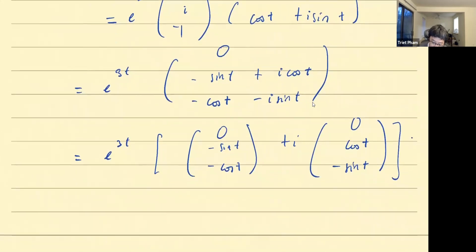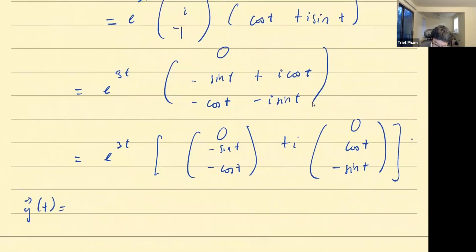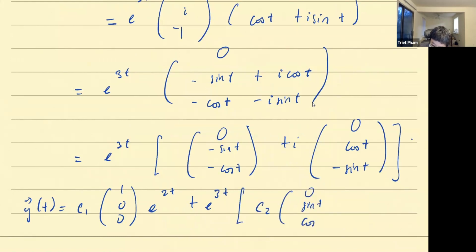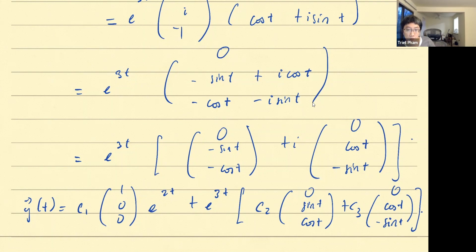So my total solution will be C1 times 1, 0, 0, e to the 2t, plus e to the 3t times C2 times 0, sine, cosine, plus C3 times 0, cosine, minus sine. Any question here?